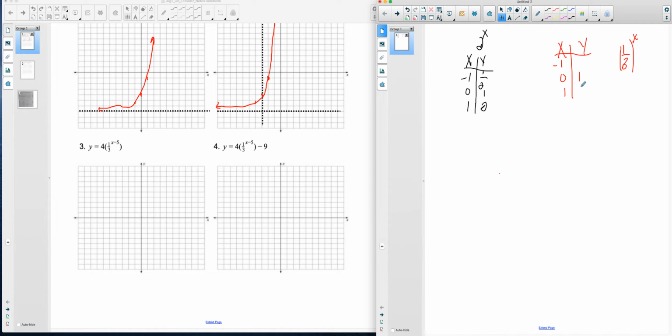Anything to the 1, or to the 1 power, to the first power, is itself. And then the -1 power is the reciprocal power, so that means that's going to be 3, right? So there are my 3 key points that I'm going to work with.